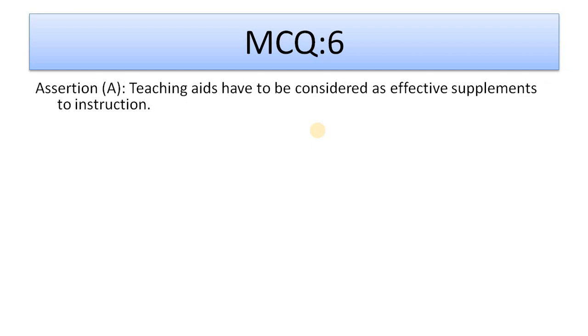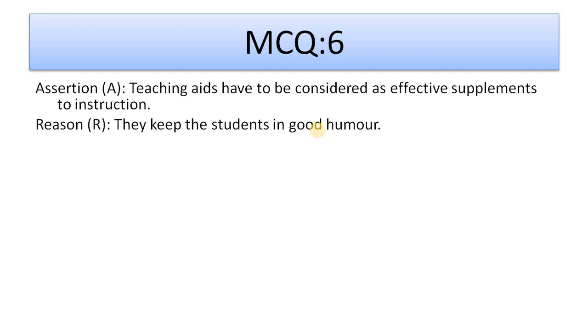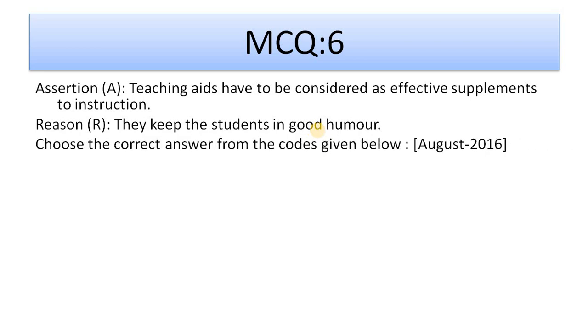Assertion: Teaching aids have to be considered as effective supplements to instruction. Yes, it is a right assertion. Reason: they keep the students in good humor. You should not take good humor in a bad light. Here, good humor means satisfactory mood. So the correct option will be option A.